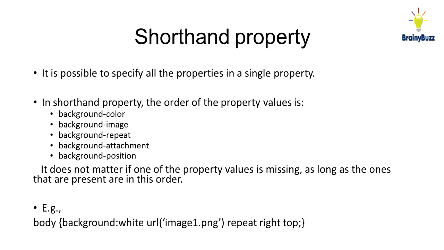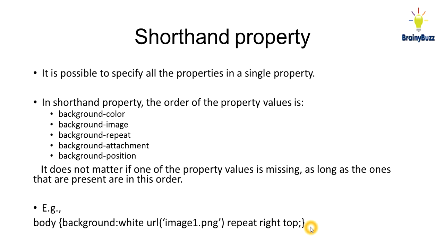Another thing, you have the shorthand property. You can specify all the properties in a single go, but you should remember that the order will be this. First of all you have to write the color, after that image, then repeat, attachment, and after that position. So instead of giving the properties at different places, you can just give the background over here, and after the colon you can write white, the image URL, and whether you want it to repeat or not, and the attachment that is skipped over here, and the position that is the right top.